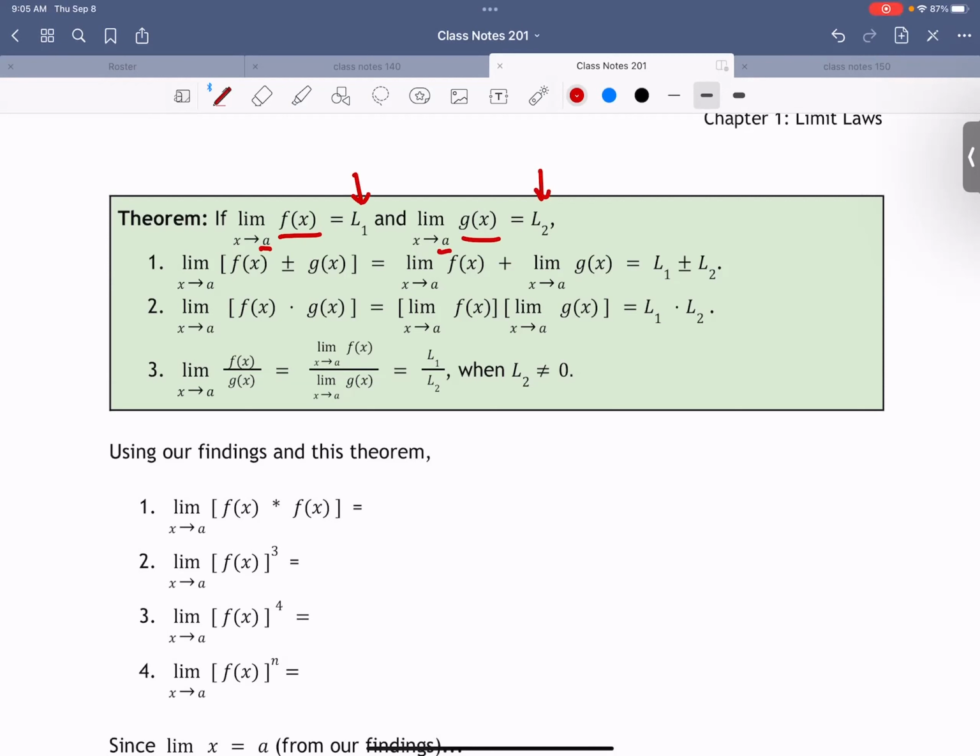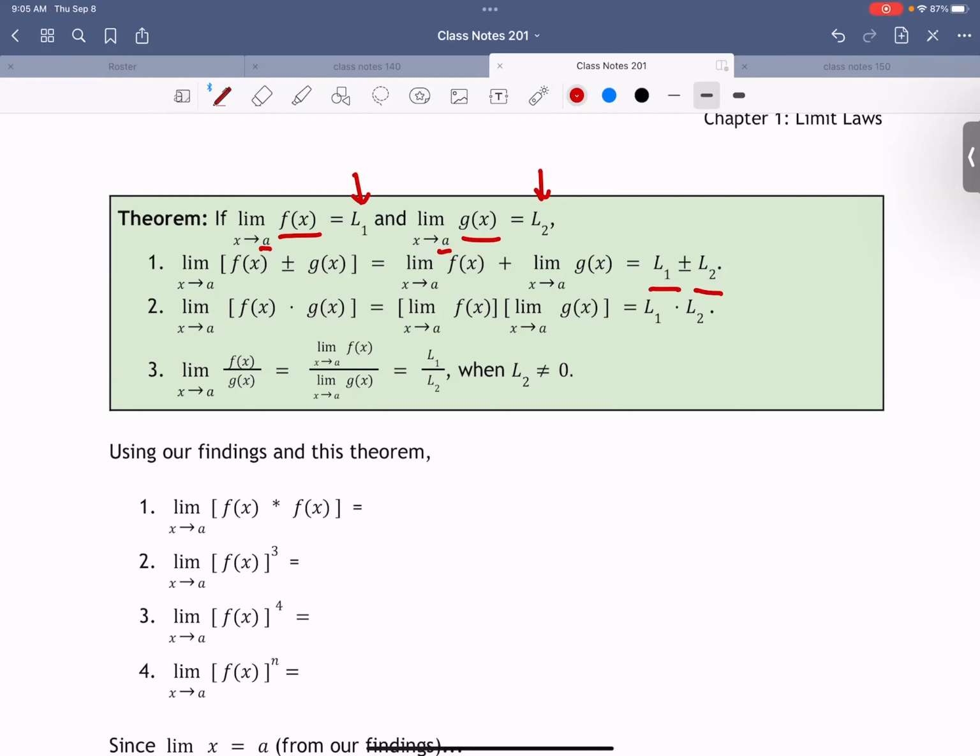If we added or subtracted the 2 functions and we took the limit, it would be the limit of the first function plus or minus the limit of the second function. So if we add or subtract functions, we're adding or subtracting their respective limits, okay?